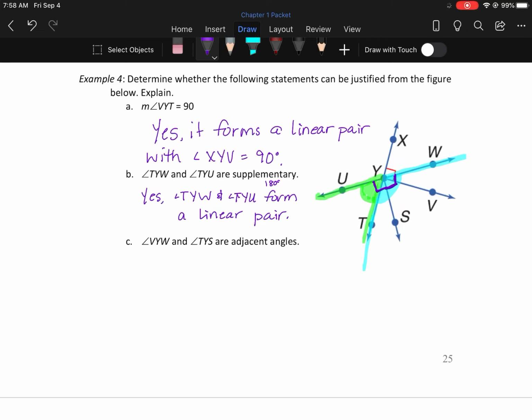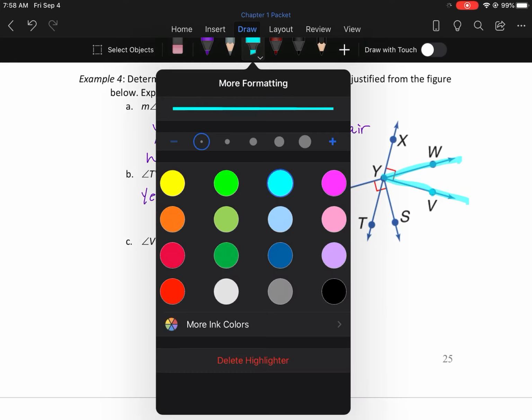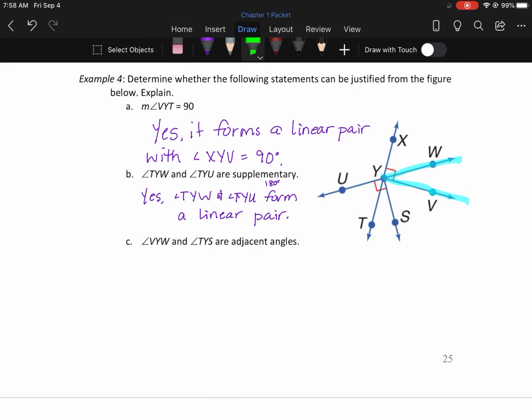It says angle VYW, oh, let's erase all this, VYW, that little angle, and angle TYS are adjacent angles. So adjacent angles must be side by side, meaning they share the same vertex, which both of these do, but they also have to share a side. And these two do not share a side. So we're just going to put no. They do not share a common side.